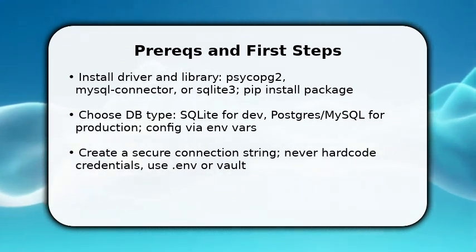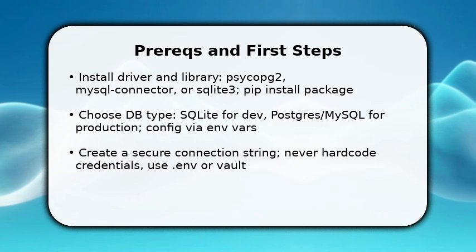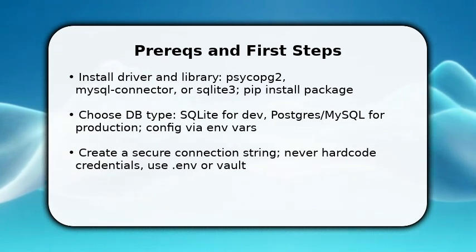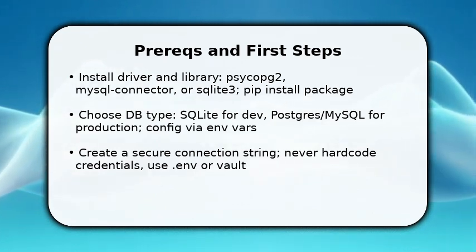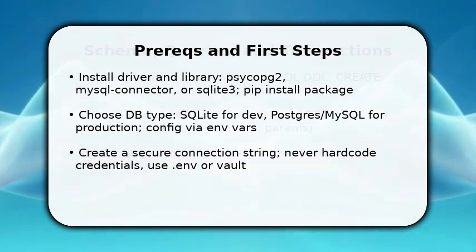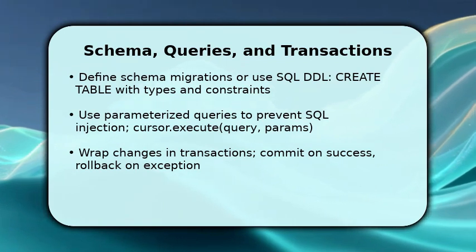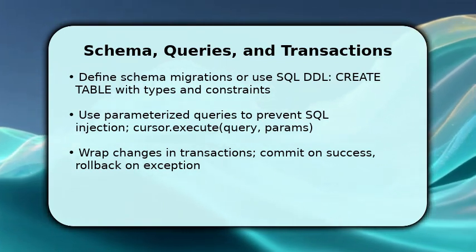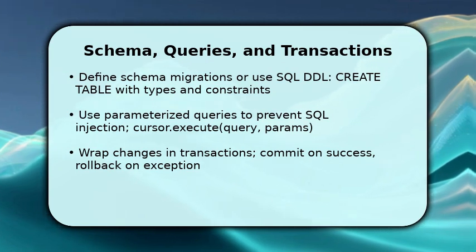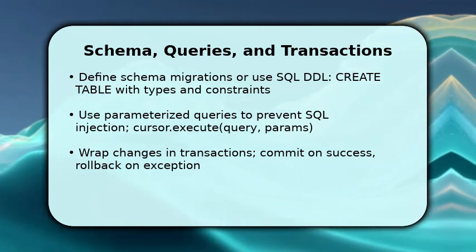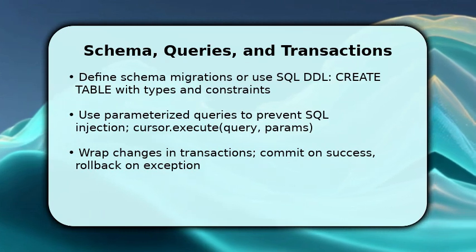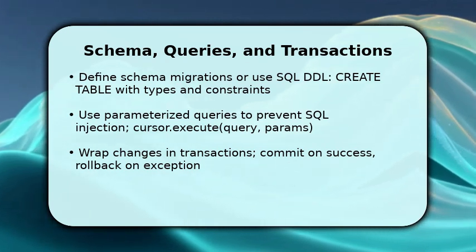Open a connection object with a short-lived scope, then test with a simple SELECT 1 to verify connectivity and permissions before moving on. Next, define your schema and apply migrations. You can run CREATE TABLE statements or use a migration tool so schemas stay versioned. Use parameterized queries, never string interpolation, because it prevents SQL injection and handles escaping.